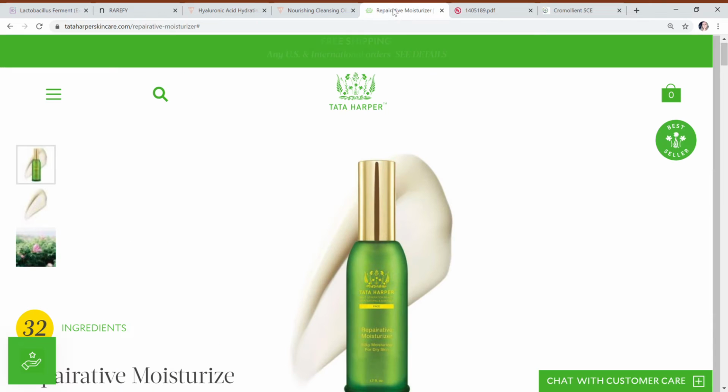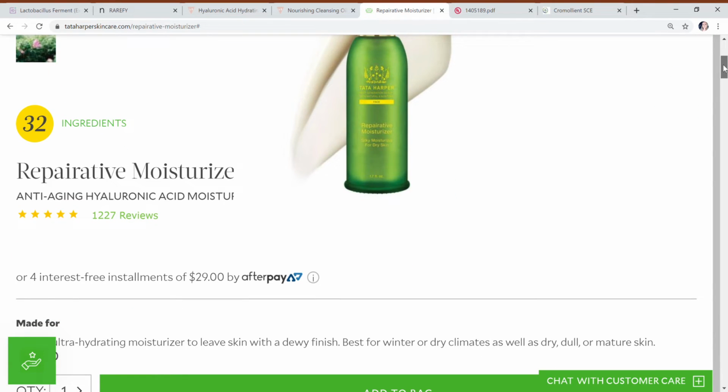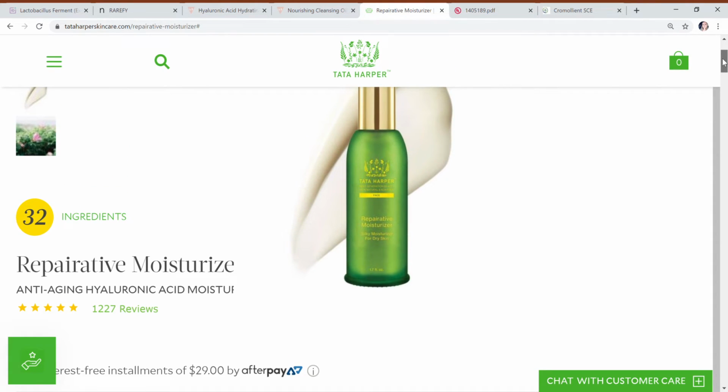Okay, let's go to the last product we're going to look at. This is a very complex, sophisticated formula, so we're going to spend just a little bit of time doing some detective work with it. So this is a product by Tata Harper. It's their Reparative Moisturizer, Anti-Aging Hyaluronic Acid Moisturizer.